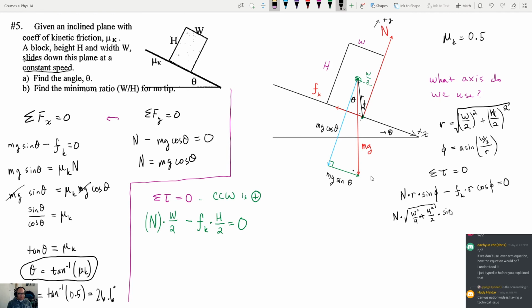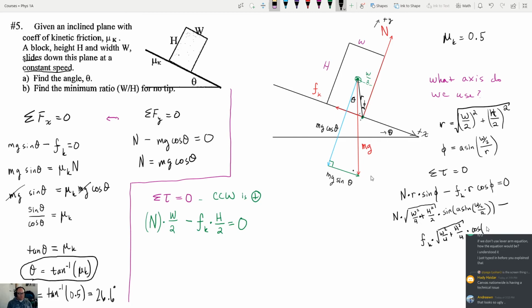Now, this is interesting because this is going to be the sine of the arc sine of w over 2 over r. Such a long equation. Minus friction force times r times the cosine of phi. It does look really long. This is why we don't do it. I like this kind of stuff because there are some really cool things that end up happening here. So cosine of phi will be the cosine of the arc sine of w over 2 over r. If you can't read all of this, don't worry.